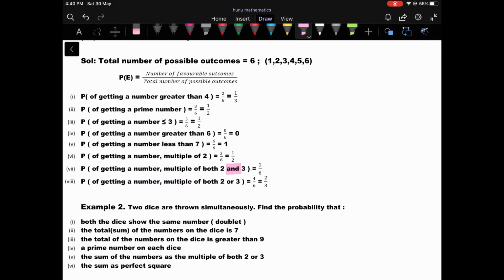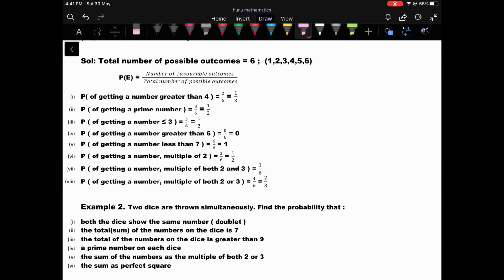Next, probability of getting a number which is a multiple of both 2 and 3. Concentrate on the conjunction, and. So the number should be both a multiple of 2 and 3. Let's identify the multiples of 2 first: 2, 4, 6. And the multiples of 3 are 3, 6. Here clearly 6 represents the intersection. So 6 is both a multiple of 2 and 3. So we have one such number. So the probability is 1 by 6.